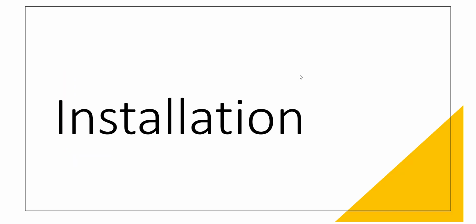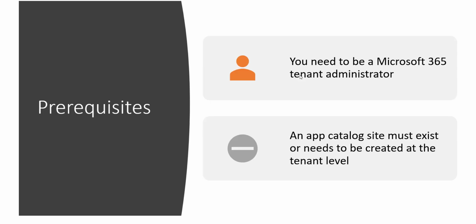Let's talk about the installation of Learning Pathways. So the prereqs: you need to be a Microsoft 365 tenant admin in order to install Learning Pathways, and an app catalog site must exist. If it's not, then you go ahead and create it. Once you create the app catalog, sometimes it takes about an hour for it to be recognized. If you're creating the app catalog and it's still not letting you install, just wait for about an hour and it will work after that.